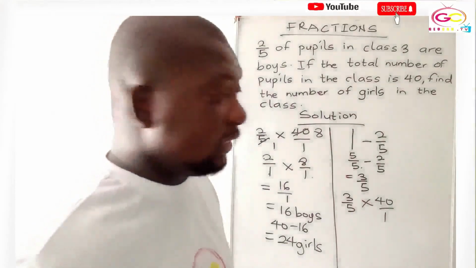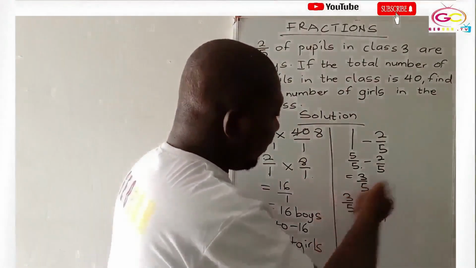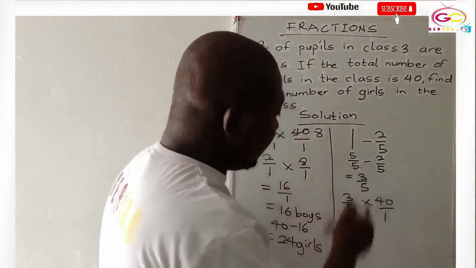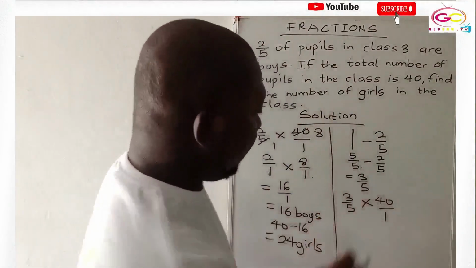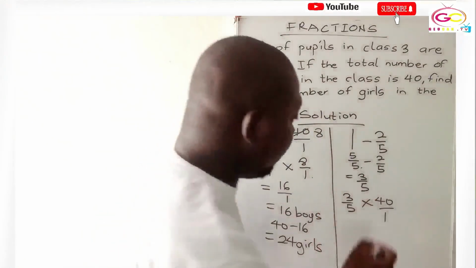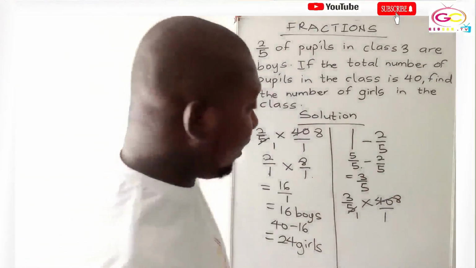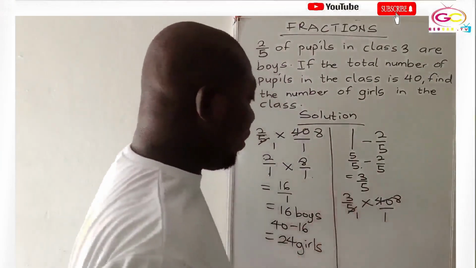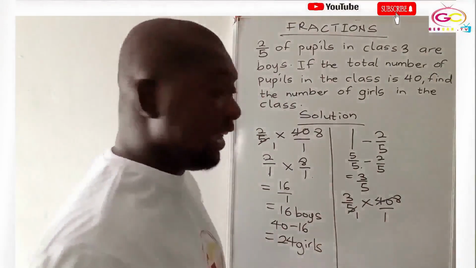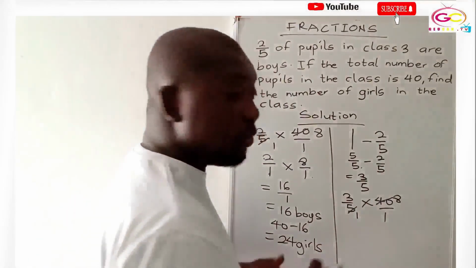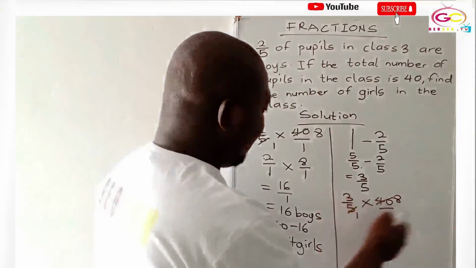Now let's do our cancellation. It could either be diagonally or vertically. So we can do it diagonally. 5 will go into 40 8 times. 5 will go into itself once. That's 5 and 5. Can we cancel again? No, we cannot cancel again, right? Good. So now you can multiply horizontally.